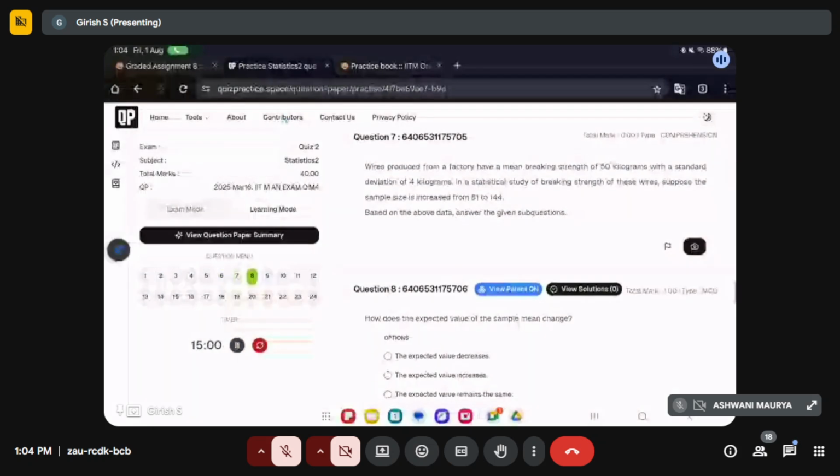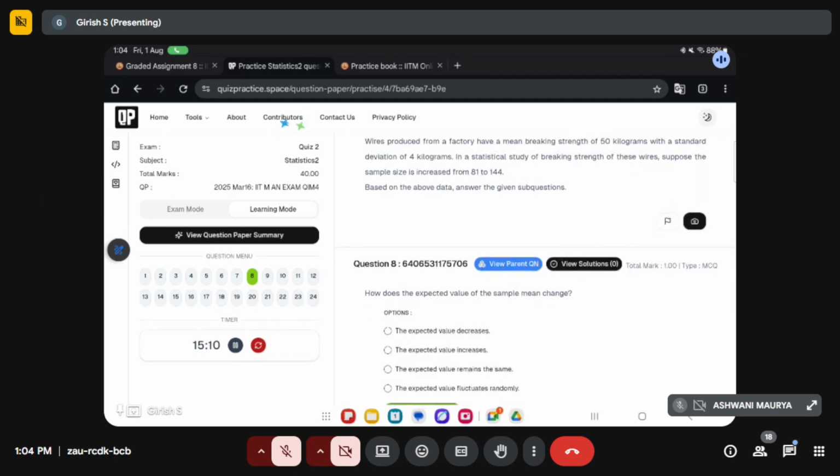Okay. So wires are produced here, with the instant of 50. Okay, I don't think this one is required. So we have mu as 50 and standard deviation is given as 4.